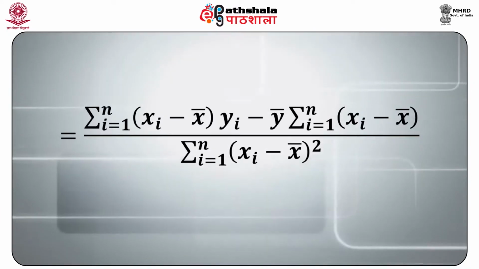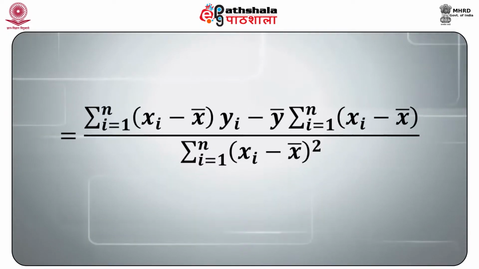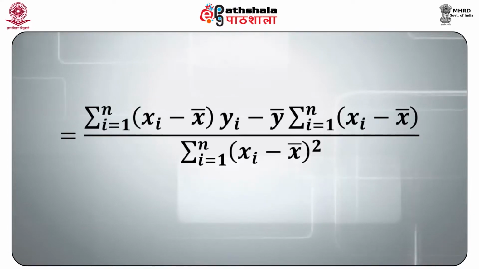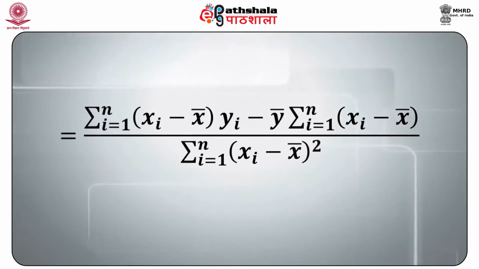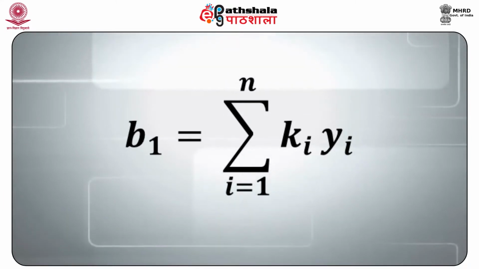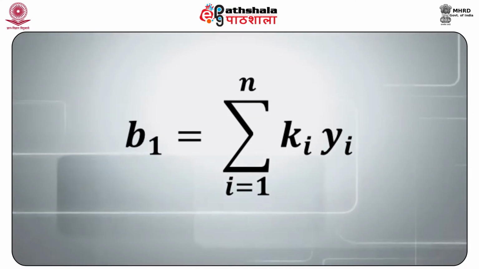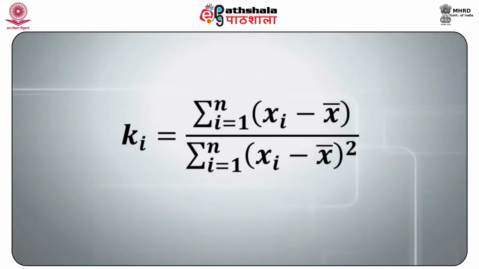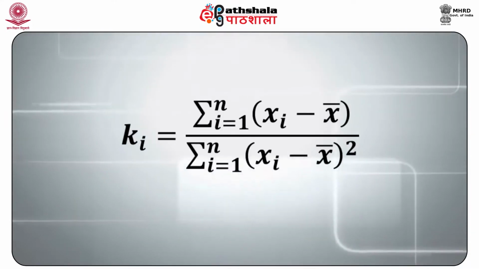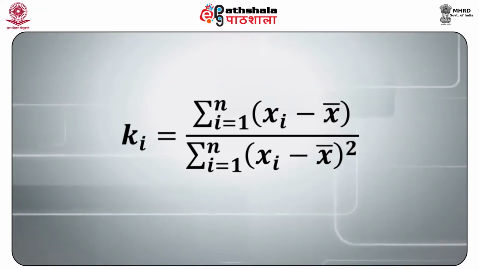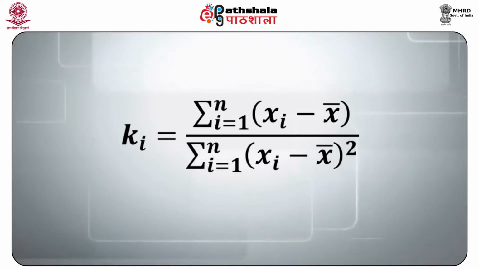How do we get this? Because y bar is a constant in our numerator in the previous step, and therefore sigma (xi minus x bar) would be equal to 0. Now from this what we obtain is that B1 is equal to sigma ki yi, where ki is a constant and is equal to (xi minus x bar) upon sigma (xi minus x bar) square.